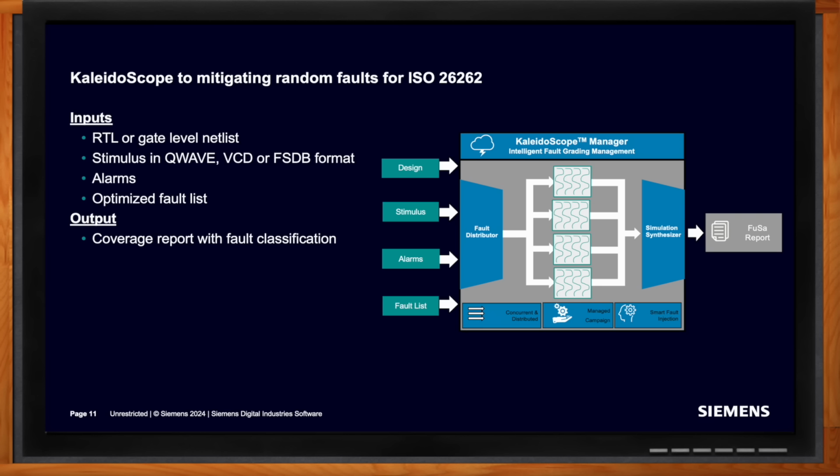Some of the inputs to Kaleidoscope, of course, are the design, whether it's RTL or gate level, the stimulus, so your test bench, right? You can have that in a QA, VCD, or FSDB format. So it doesn't matter what verification tool or verification simulator you use in your verification flow. It's agnostic. Then the alarms, as well as the fault list. And those are the inputs. And then what comes out is your FUSA report. And again, in that flow, this FUSA report goes into the database, and then it can be sucked into your FMEDA managed by the VIQ compliance advisor.